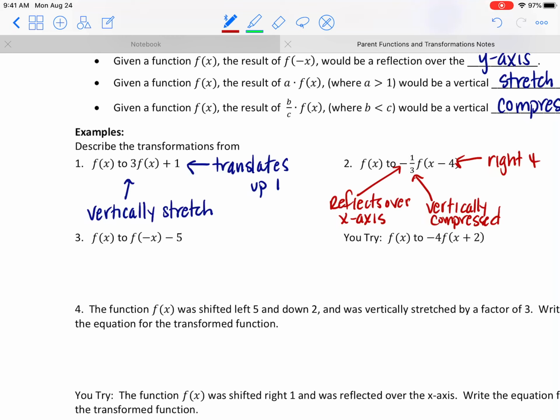Okay? This time we have a negative with the x. When you multiply x by a negative, that's when your graph reflects over the y-axis. And then a minus 5 from the function makes the graph translate down 5 units. Okay, over here we've got, again, a negative on the outside. That's a negative with the function. That makes it reflect over the x-axis.